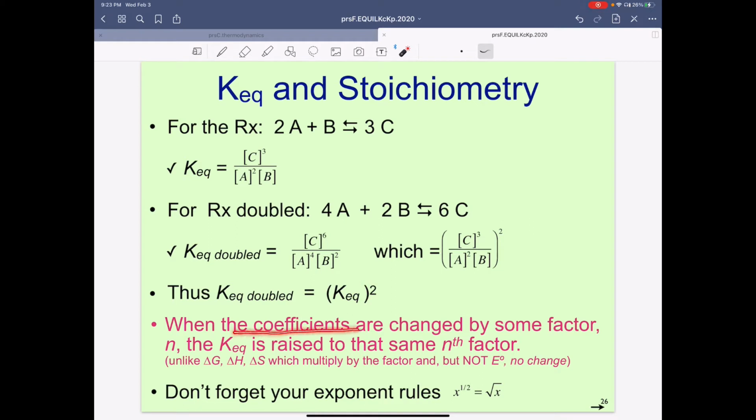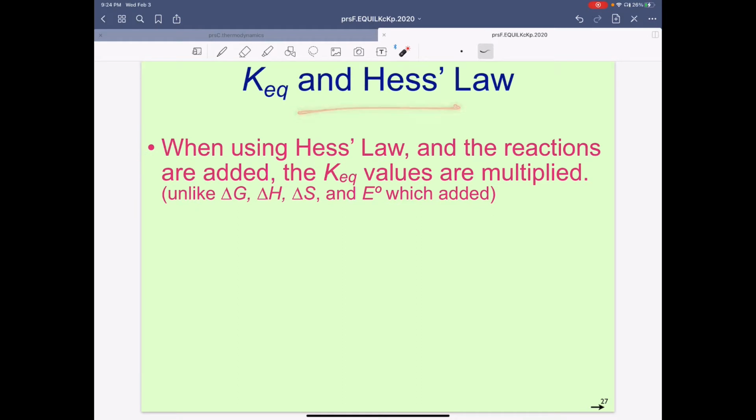Or in other words, when the coefficients are changed by some factor, say n, the equilibrium constant is raised to that same nth factor. Unlike G, S, and H, in which we would multiply by that factor, here we must raise to that factor for the equilibrium constant. And remember that E, when we change the stoichiometry, does not change at all. What about Hess's law? When using Hess's law and the reactions are added up, as we do, the equilibrium values are multiplied, not added the way we do for S, G, H, and E, multiplied for our equilibrium constants.